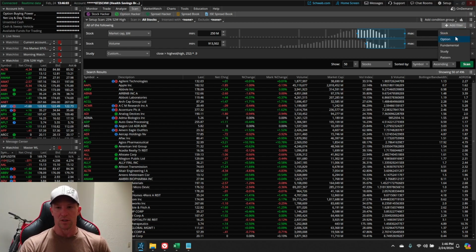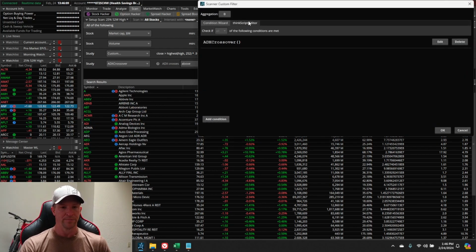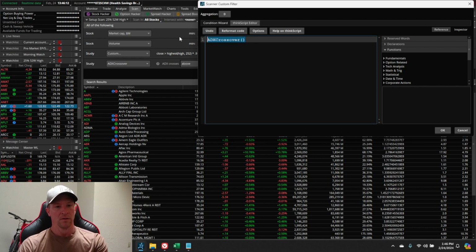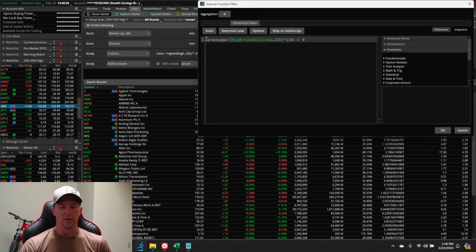So let's do this. I want to do study custom, and then we're going to add in this. So you can see what I'm doing here. This is the average over 20 days of the high minus the low over the close. That gives you what they call the average daily range, which is how much this stock moves from high to low every day, percentage wise. That's why the times 100 is in here. That makes it a percentage rather than a decimal number.